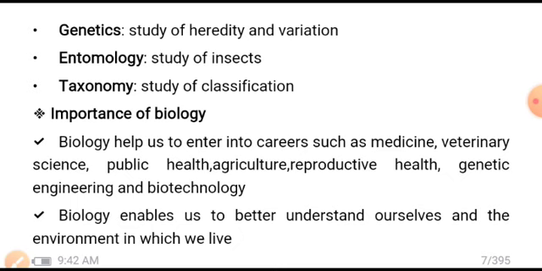The genes pass from parents to the younger ones, from the first generation to the next generation, from the ancestors up to now. So this is what we call genetics. It is the study of cellular activities, so cellular activities are likely to be studied in genetics.